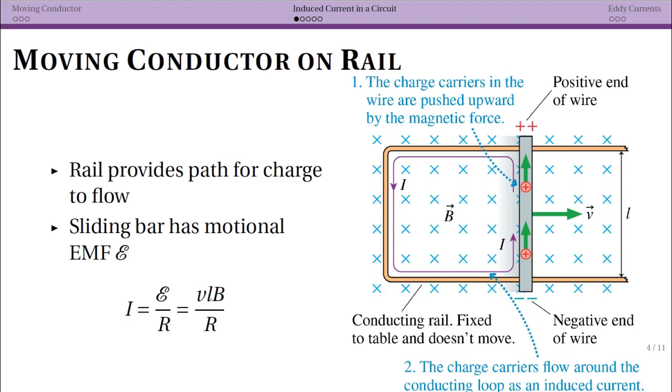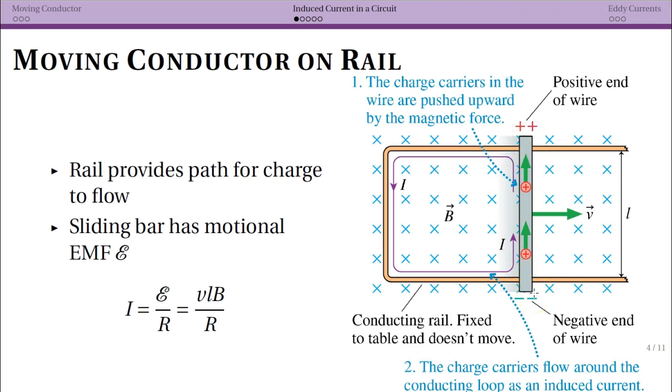So previously we talked about a chunk of metal, a conductor, that is moving in a magnetic field and how that induces a potential difference that we call EMF, or motional EMF. Now we're going to take that conductor and put it on a rail. All we're trying to do is connect one end of the circuit to the other.